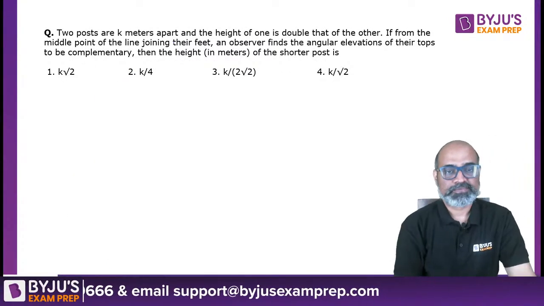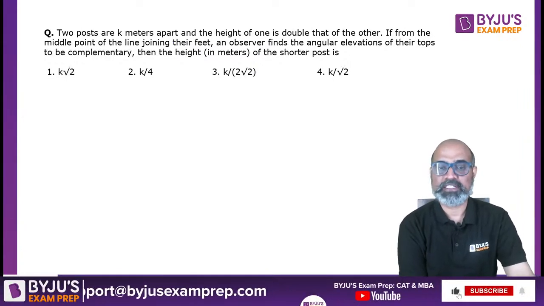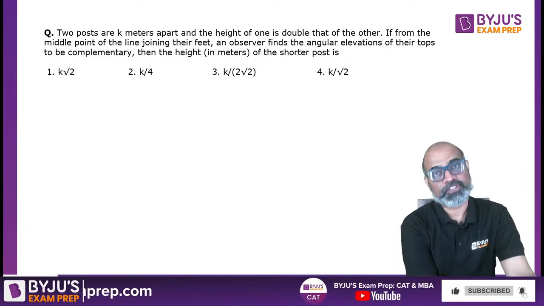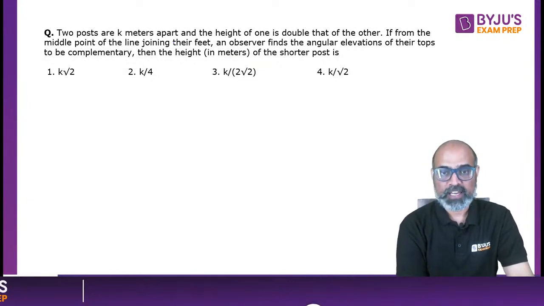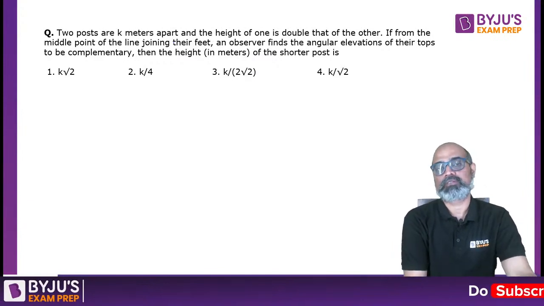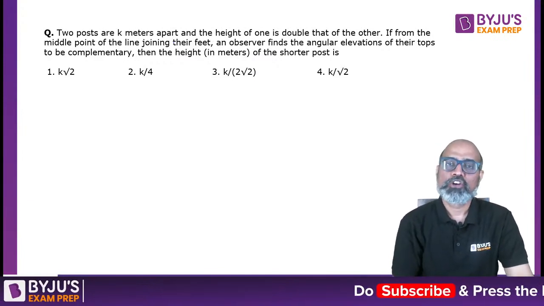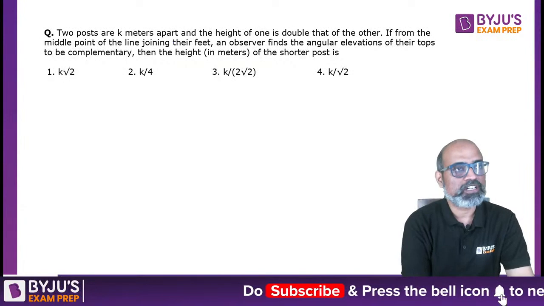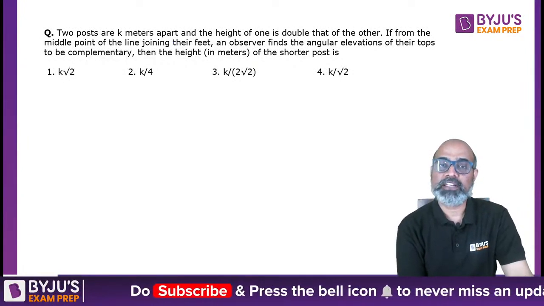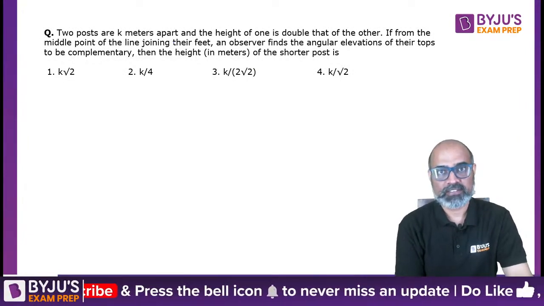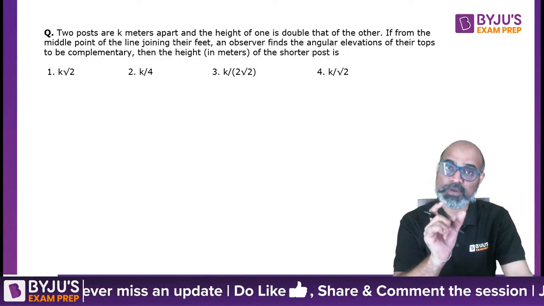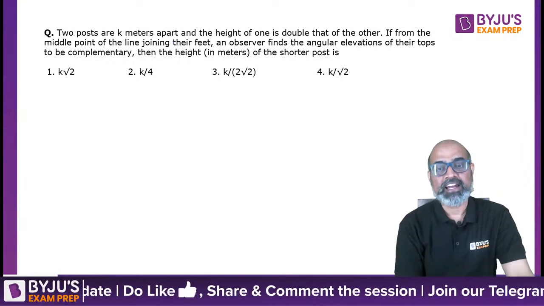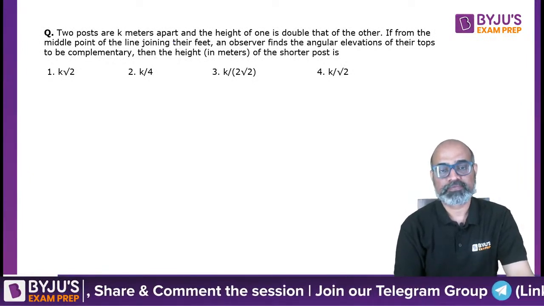Okay, the next one. Two posts are k meters apart and the height of one is double the other. If from the middle point of the line joining their feet, an observer finds the angular elevations of their tops to be complementary. So what do you mean by complementary? Complementary means if one angle is theta, the other one is 90 minus theta. So complementary means the sum should be 90. Supplementary means the sum should be 180. Then the height of the shorter post is.